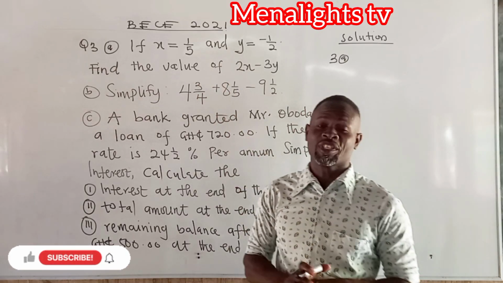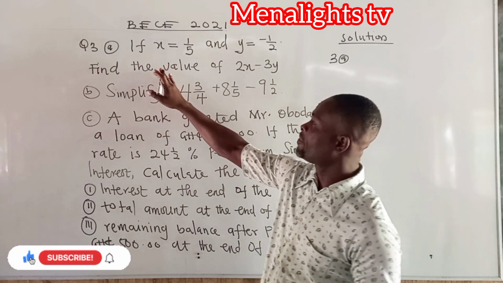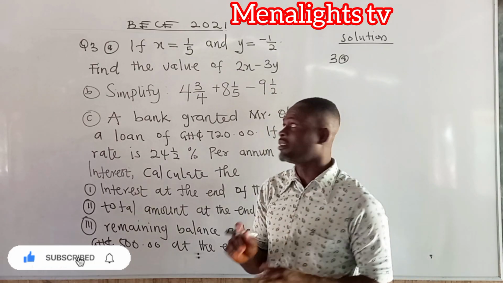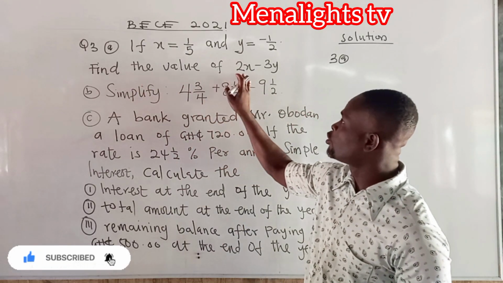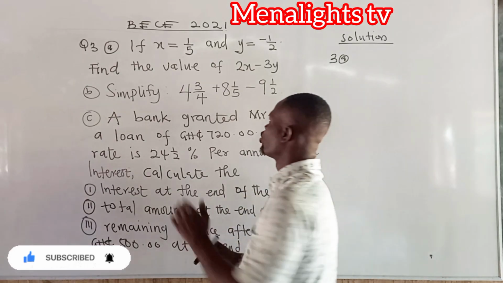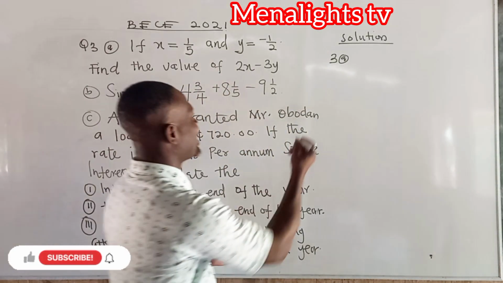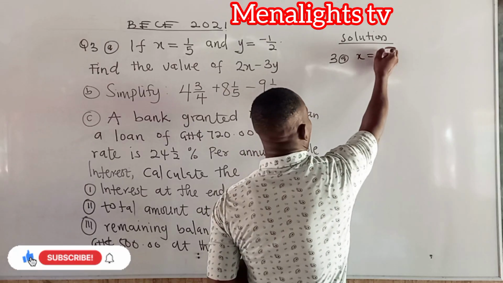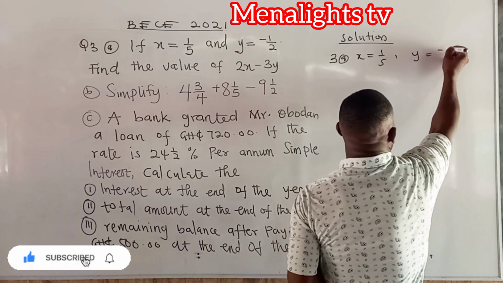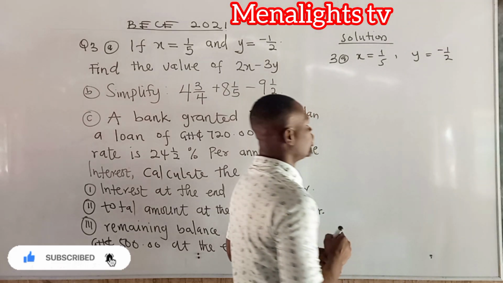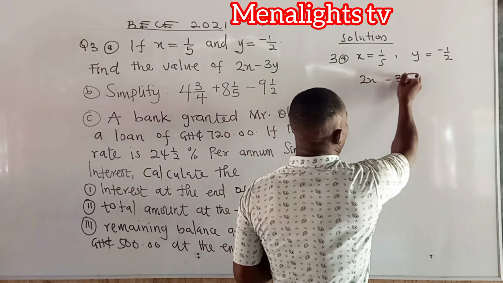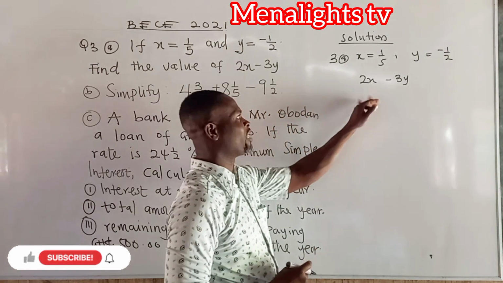B.E.C.E 2021 question 3a. If x is equal to 1 over 5 and y is equal to negative half, then find the value of 2x minus 3y. We know that x is equal to 1 over 5 and y is equal to negative half. So we have to find 2x minus 3y.